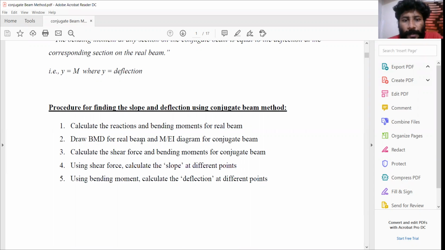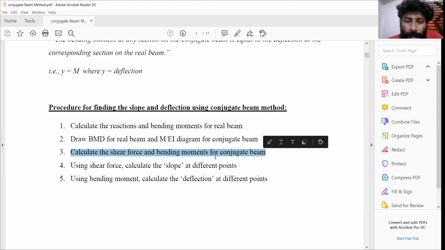So BMD divided by EI values will give the M by EI diagram. Whatever the M by EI diagram is, that will be the loading diagram for the conjugate beam. Calculate the shear force and bending moment for the conjugate beam. So once we obtain the conjugate beam, we have to calculate the shear force and bending moment.